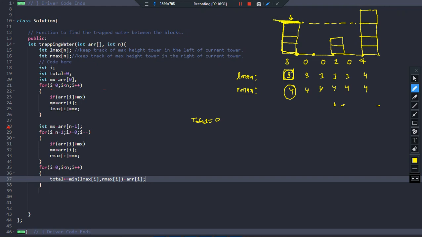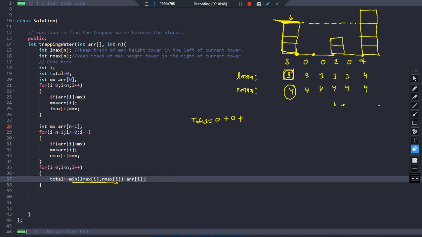So this value will be here 3. 3 minus array of I. Array of I is how much? Array of I is here 3 again. So 3 minus 3 is equal to 0. So again 0 plus 0. Done. Similarly, what will happen in the next?